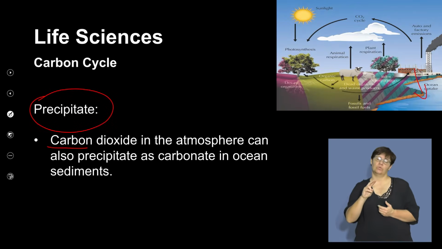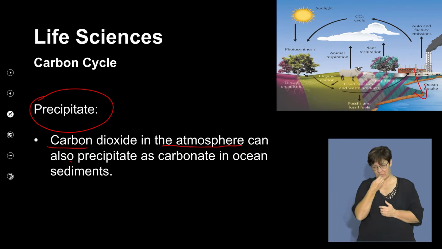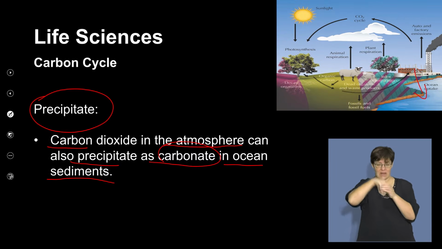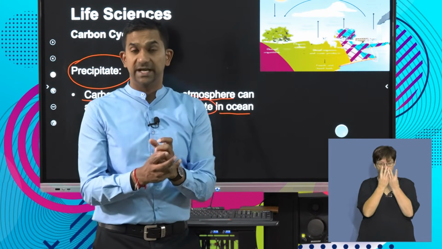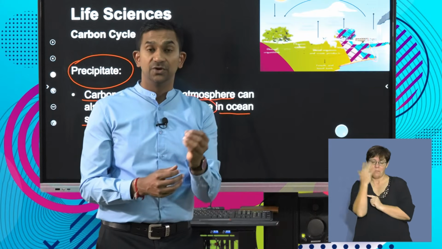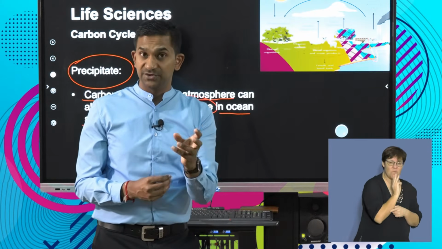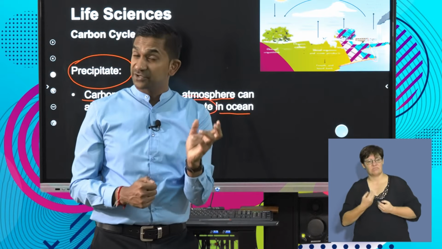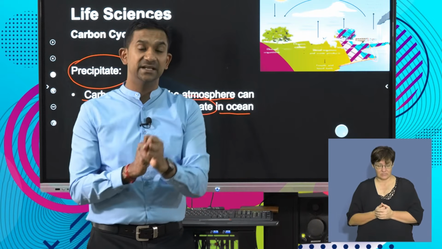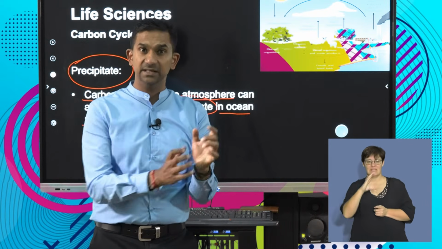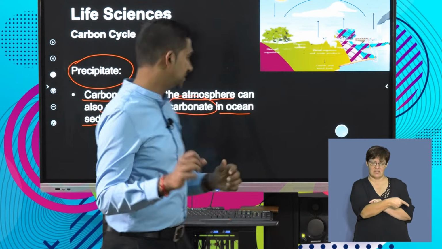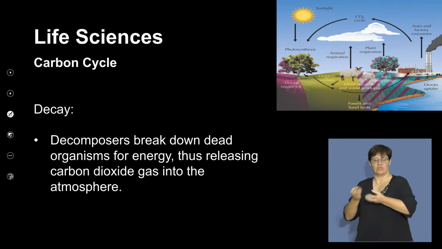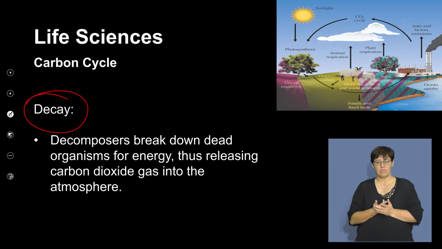So carbon dioxide in the atmosphere can also precipitate as carbonate in the ocean's sediments. This essentially refers to how carbon dioxide dissolves with water and is available to plants, both your aquatic plants, for the process of photosynthesis. And so that is then recycling the carbon dioxide in the aquatic environment back into plants for a process of photosynthesis. The process of decomposition or decay.